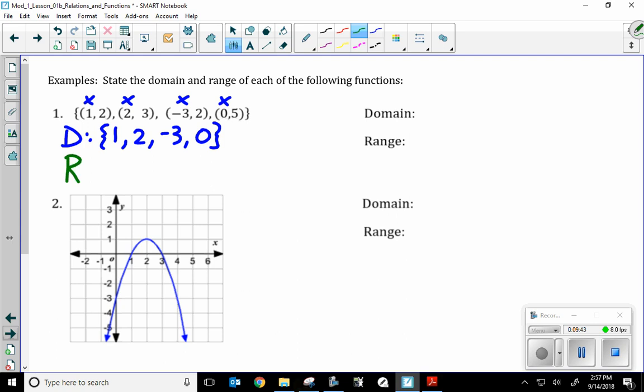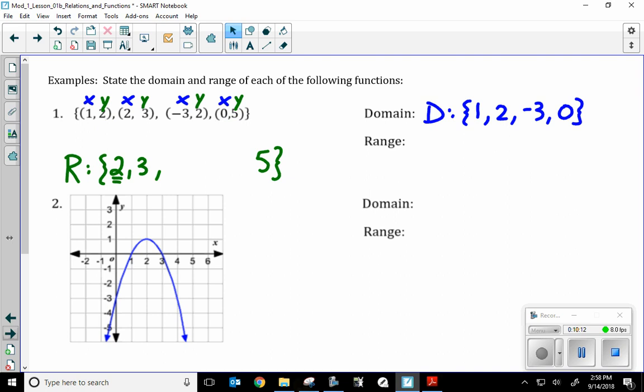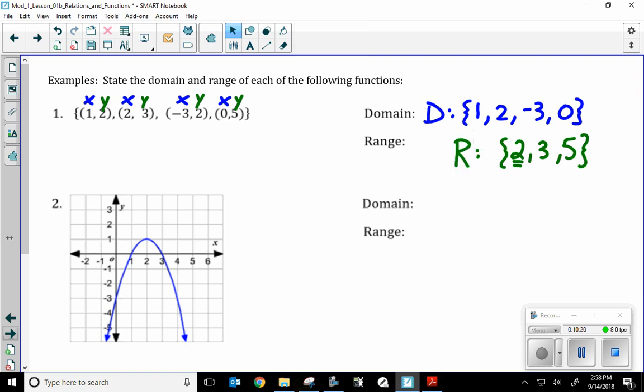What about my range? My range are all my y's. 2, 3. I already have 2 listed. I don't have to list it again. It's already listed there. And 5. That's my domain and range for number one. And of course, they gave me this over here to write it, and I should have. Let's see. Oh, look at me go. Domain. Bang. Range.